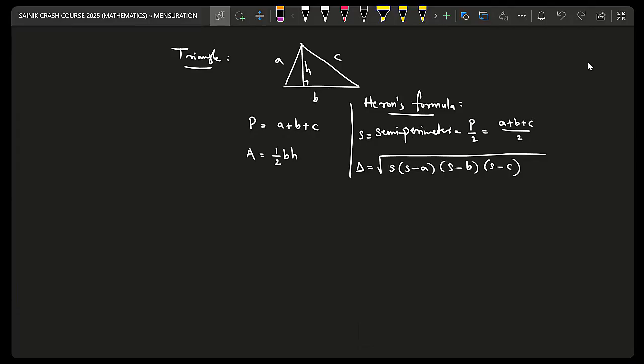And whenever height is not given, if only 3 sides are given, then also we can find the area of the triangle using Heron's formula. So to use Heron's formula, first we should find what is semi-perimeter. So first find perimeter and divide it by 2. You'll get semi-perimeter denoted by the letter S. So after you find S, then you can find the area, square root of S into S minus A into S minus B into S minus C. Using that formula, we are able to find the area of triangle. That is called Heron's formula.